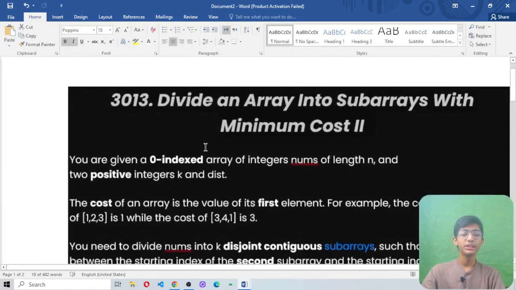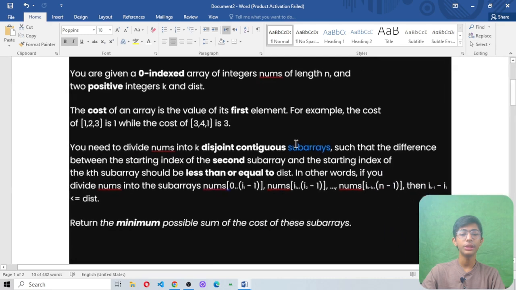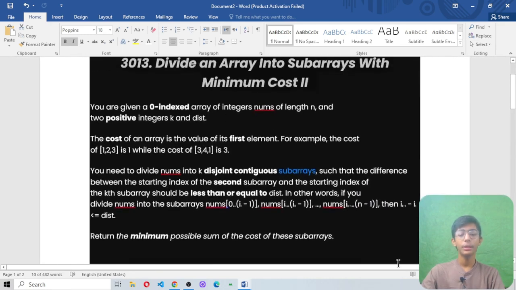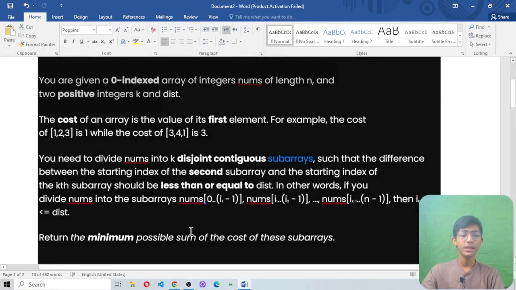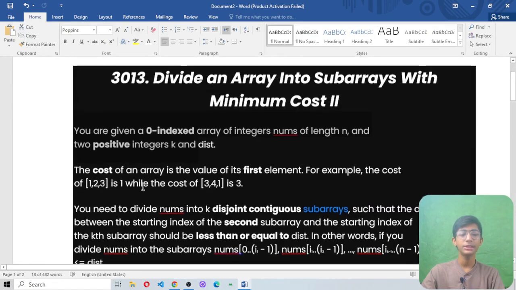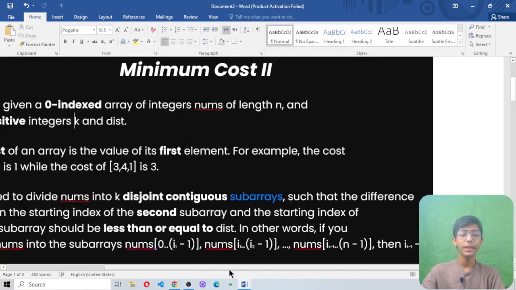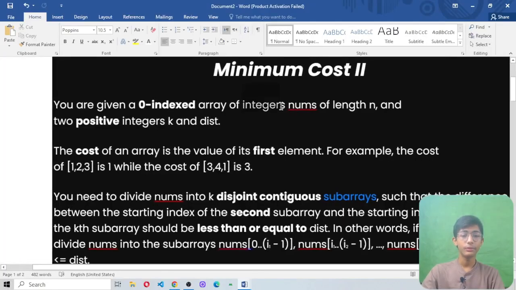First of all, we see what the question is trying to say to us, and how to solve this question in Python 3. First we will see that, then we will solve it. So let's see it. It is giving me a 0-indexed array of integers by the name of nums of length n, and there are 2 positive integers, k and dist.